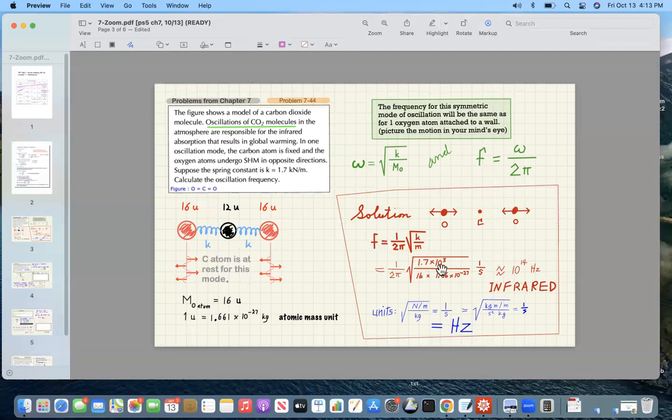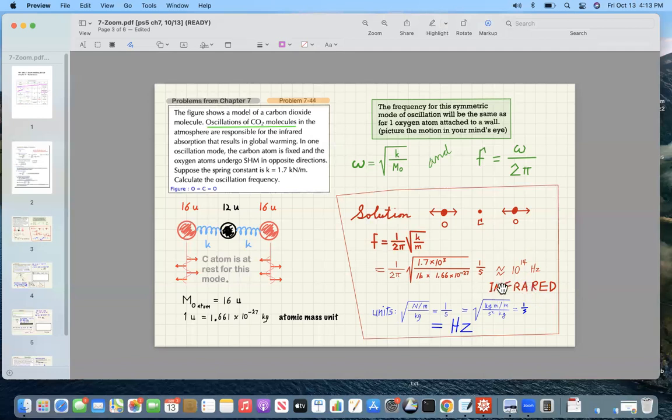And then the frequency will be the square root of k over m times 1 over 2 pi. The unit will be 1 over seconds. That unit is given a special name. That unit is given the name Hertz, named after Heinrich Hertz. And you'll find that that's in the infrared.